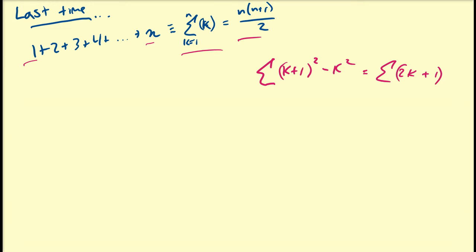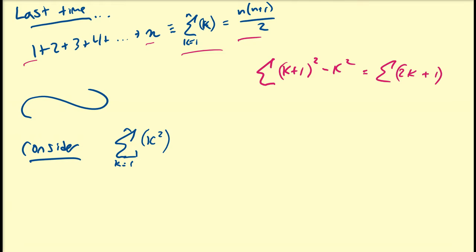First off, we're going to consider the sum of consecutive squares this time. So the sum of k squared is going to be equal to 1 squared plus 2 squared plus 3 squared plus 4 squared, all the way up to n squared. Our goal is to figure out what this is going to be equal to.